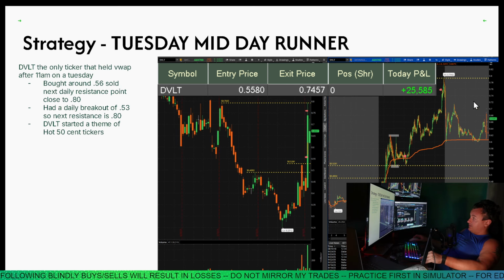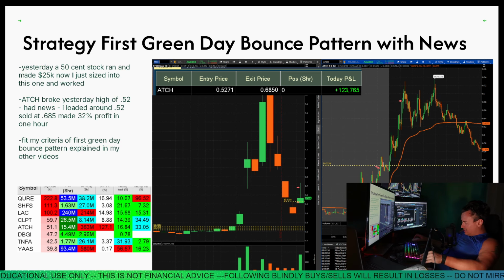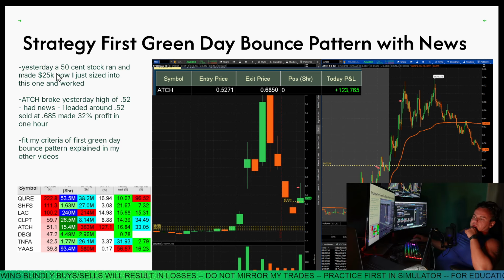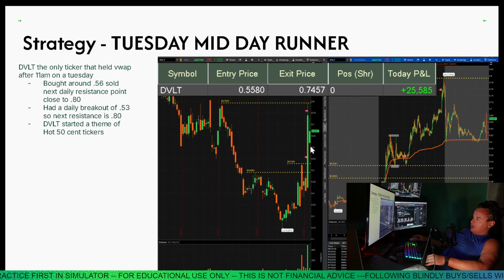50-cent stocks are running. So what happened in the next day, you will see. This is another ticker. This is the strategy called first green day bounce pattern with news, and this ticker did have news. I think they had 5 million in financing. So yesterday, the way I made 123,765 this day is that the day before there was a ticker that was 50 cents that ran to 80, and I made a bank in the middle of the day.